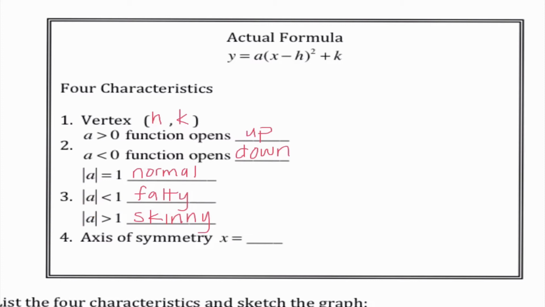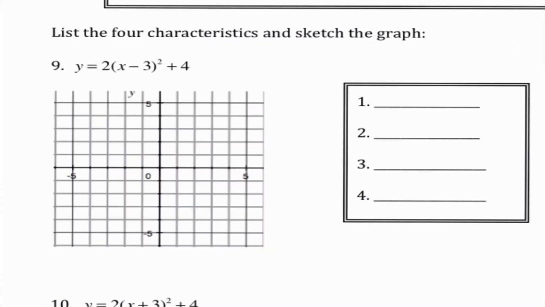Lastly, our axis or line of symmetry is always a vertical line. It's x equals h, not just h, because I know that it is going to be a vertical line that is going to be going straight up and down through the vertex. Notice that this h value is the h value in our vertex.